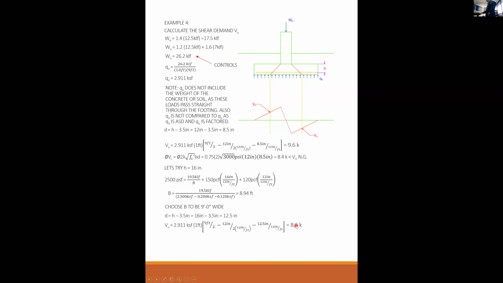And I have 8.6 kips. So now I check that against my capacity, which is phi times 2 square root F prime C, 12. But now my footing's 12.5 instead of 8.5, which is a pretty good increase. And I get 12.3 kips. Aha! My phi VC is greater than VU now. So shear-wise, I have an effective design. It works for soil bearing and it works for shear.